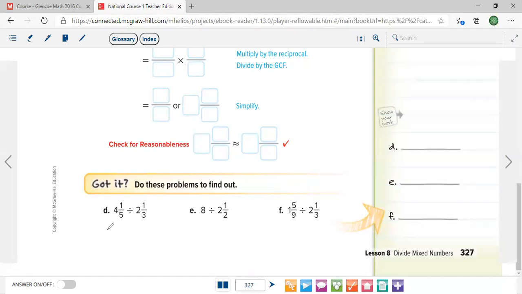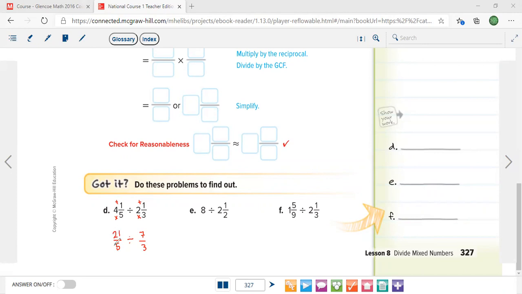In problem D, 4 and 1 over 5 is divided by 2 and a third. Multiply, then add. Multiply, then add. So 4 times 5, 20, plus 1, 21 over 5. Keep the division sign for now, because we need to change this one. 3 times 2, 6 plus 1, 7. 7 over 3.